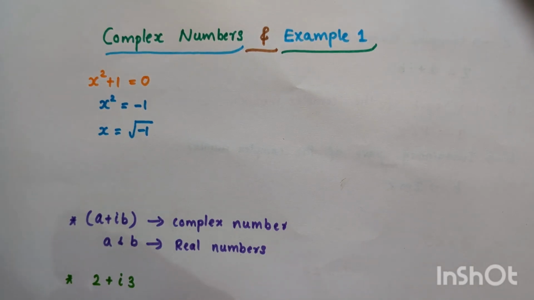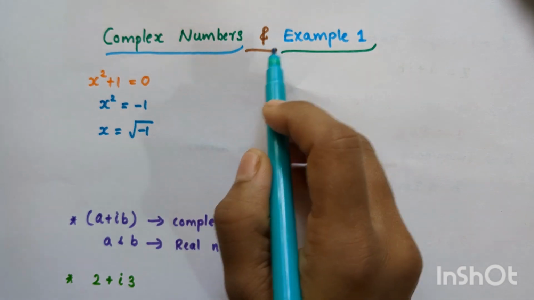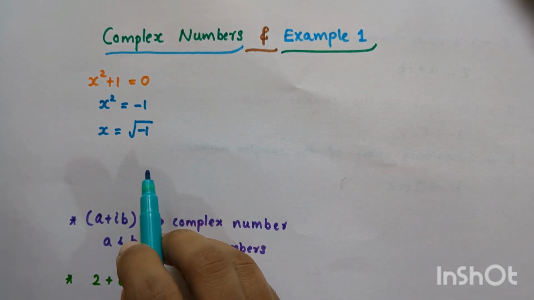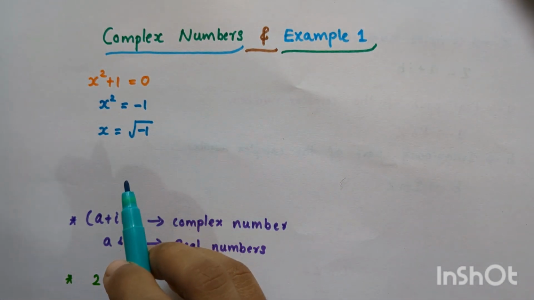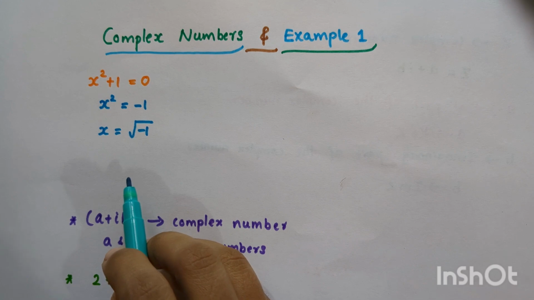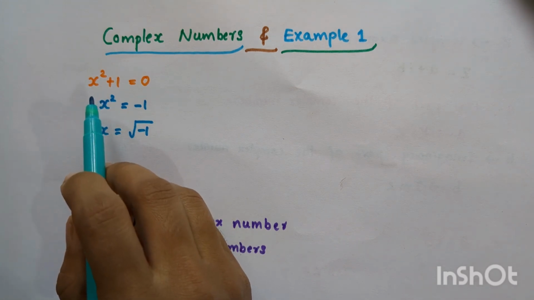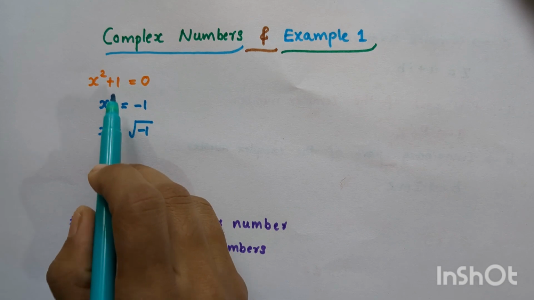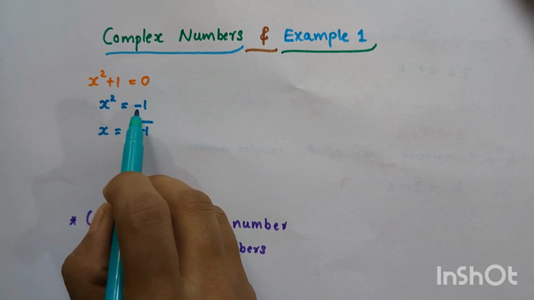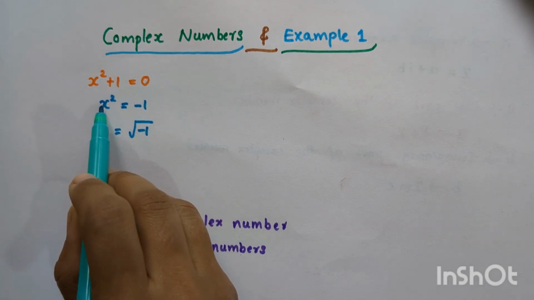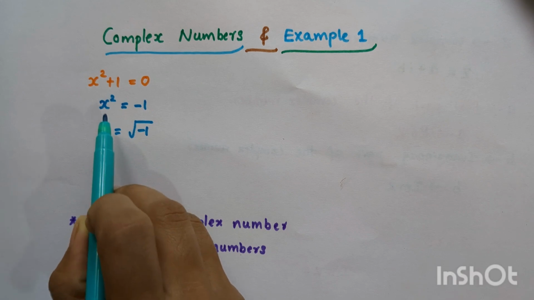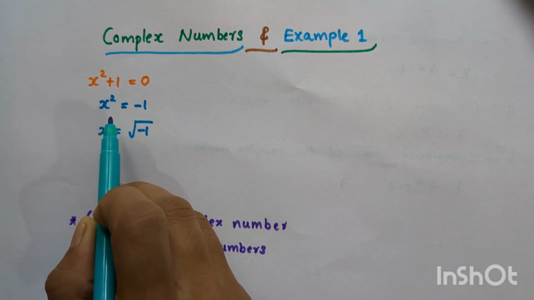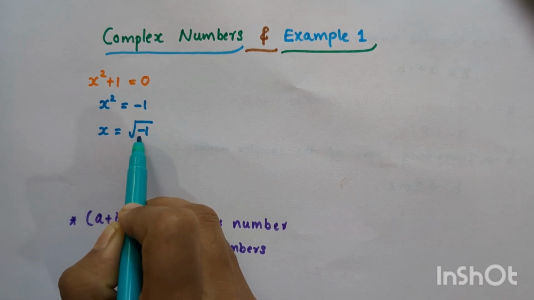Hello everyone. In this video, we are going to discuss complex numbers, in example 1 from chapter 4, complex numbers and quadratic equations, class 11 maths. Let us consider this equation x square plus 1 is equal to 0. When we take this plus 1 to this side it becomes minus 1, so we can write x square is equal to minus 1. If x square is equal to minus 1, x will be equal to square root of minus 1.